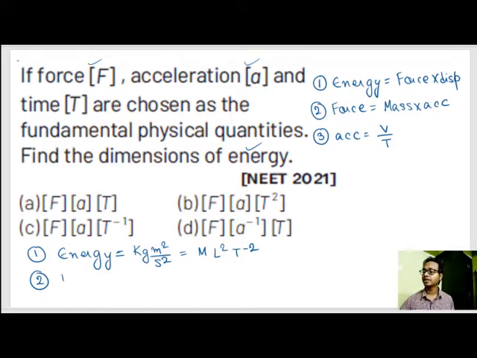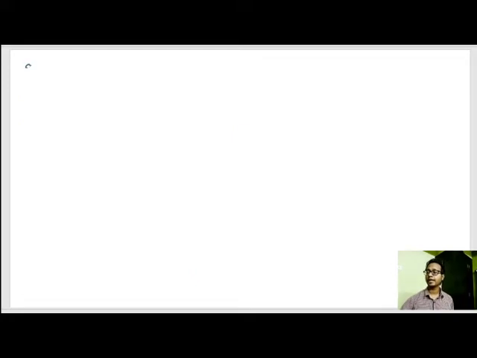Okay, force is given as kg meter per second square, or M L T minus 2. Okay, and acceleration is given as meter per second square, or is equal to L T minus 2.